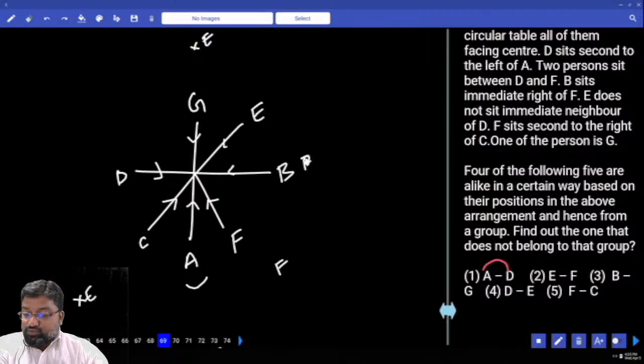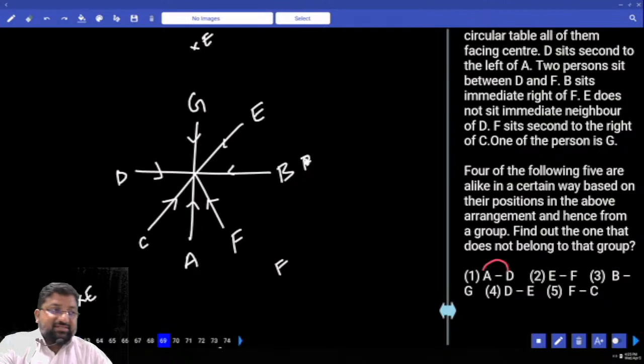Let me check the other 2 options to make sure whether my answer is the third option or not. And then I say D and E, second left of D is E. F and C, second left of F is C. Is this clear? Which option is my answer? Third option.